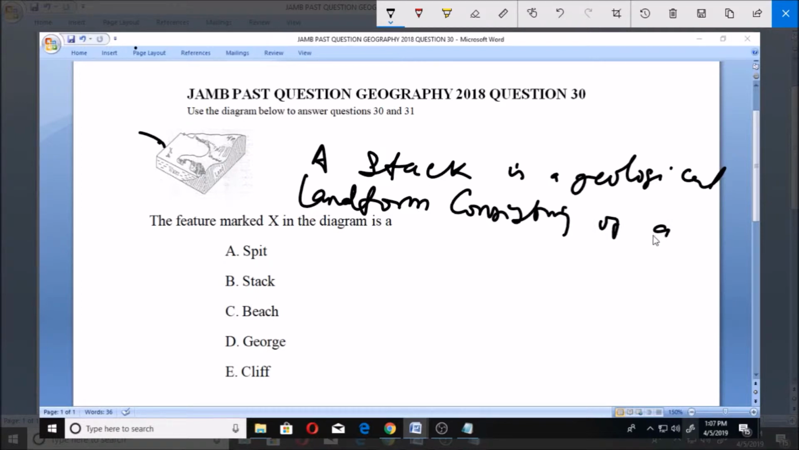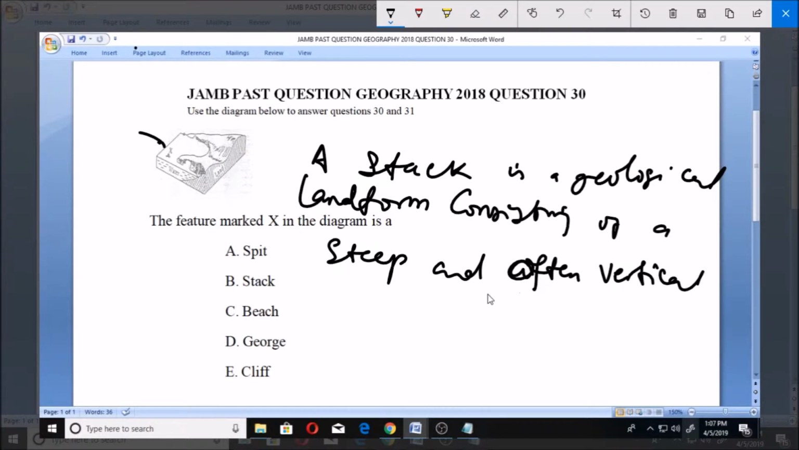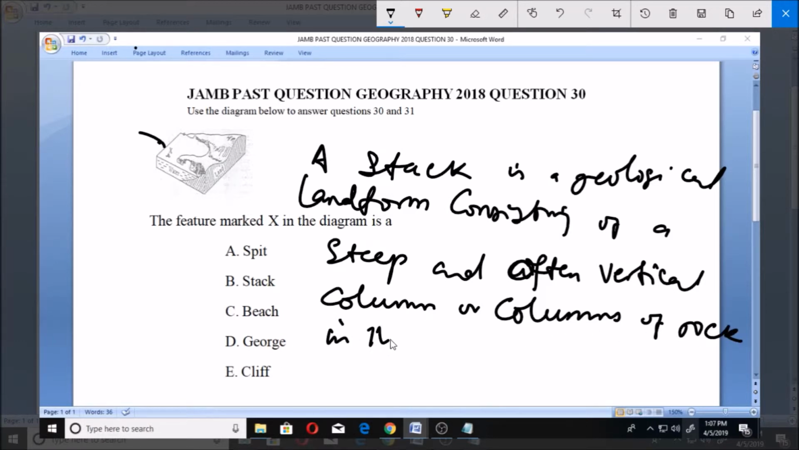consisting of a steep and often vertical column or columns of rock in the sea near a coast. That is what a stack is.